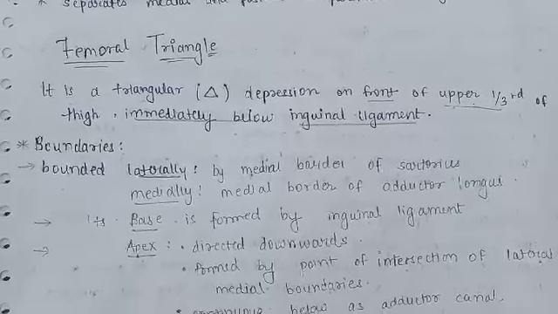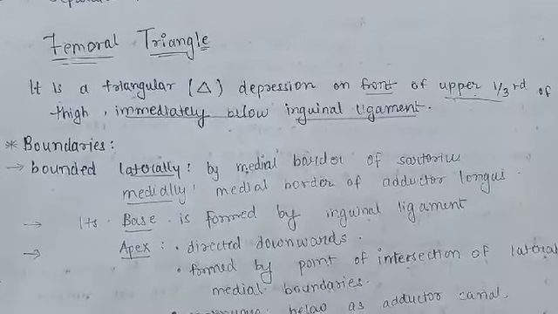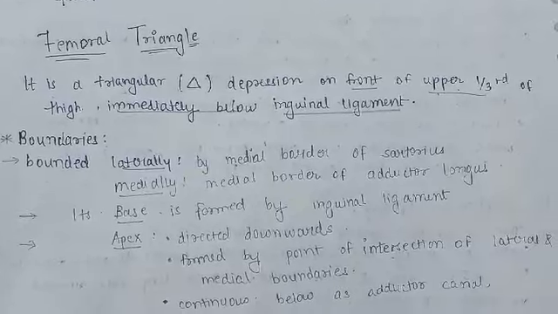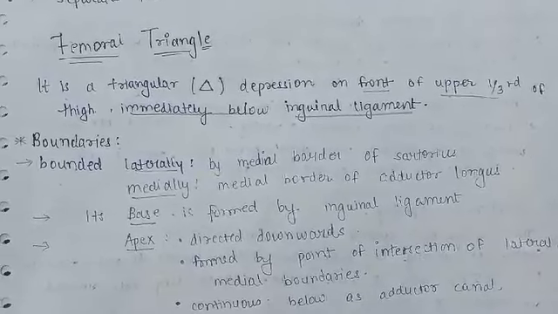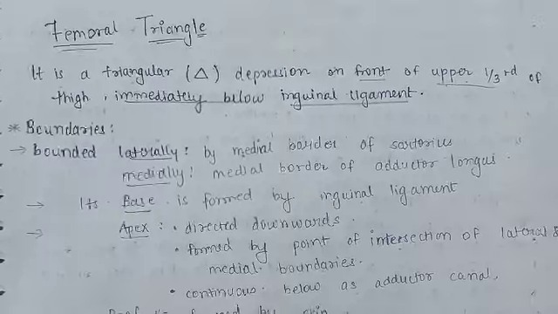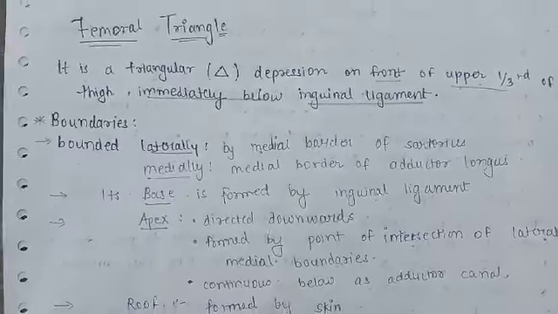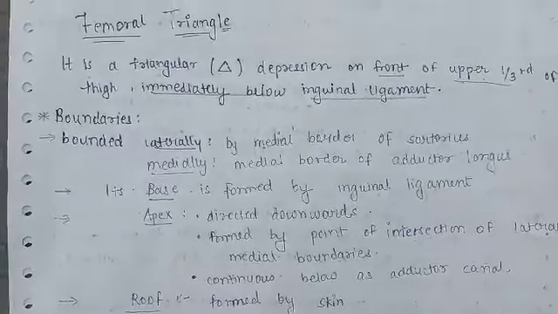Femoral triangle. The femoral triangle is a triangular depression on the front of the upper one third of the thigh, and it is immediately below the inguinal ligament. The boundaries of the femoral triangle are as follows.